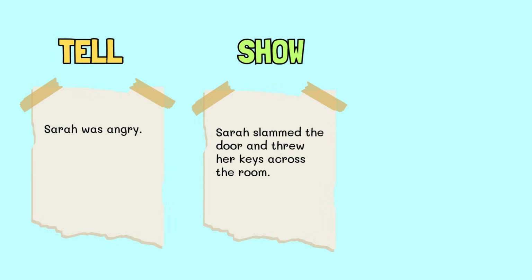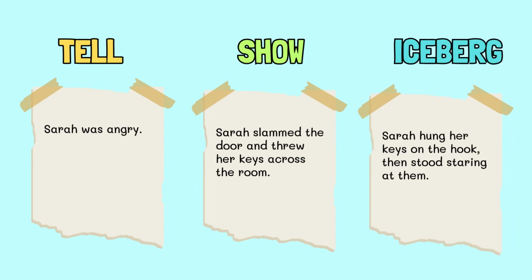Regular show, don't tell might have you write, Sarah slammed the door and threw her keys across the room, instead of Sarah was angry. You're still showing the reader everything that's happening. You're just doing it through actions instead of direct statements. The iceberg theory goes several steps further. It would have you write, Sarah hung her keys on the hook, then stood staring at them. The anger isn't shown directly. It's completely hidden beneath the surface, and the reader has to figure out what Sarah is really feeling from the subtext.